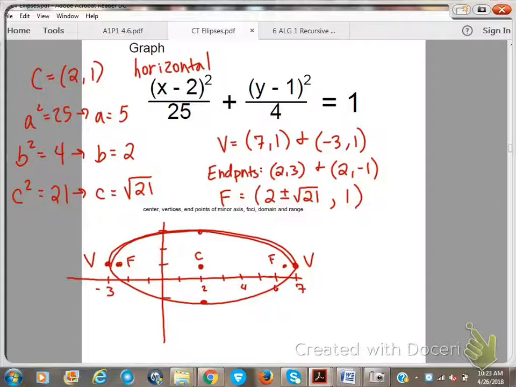Okay. Tiffany, are you okay with how we got our vertices, our endpoints, and our foci? All right, Ethan, what would the domain be on this? Bracket -3, comma, 7, bracket. Good. And Vanessa, what would our range be? Bracket -1, comma, 3, bracket. Good. There we go. Tim, same shape, we're just in a different center. Is that all right? Yep. Sounds good. Okay, let's do another one.